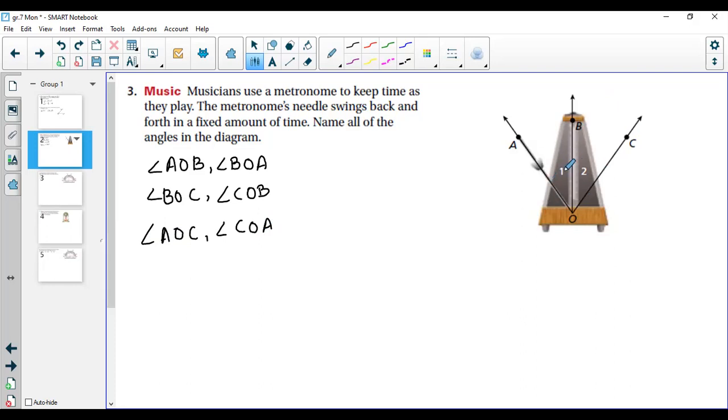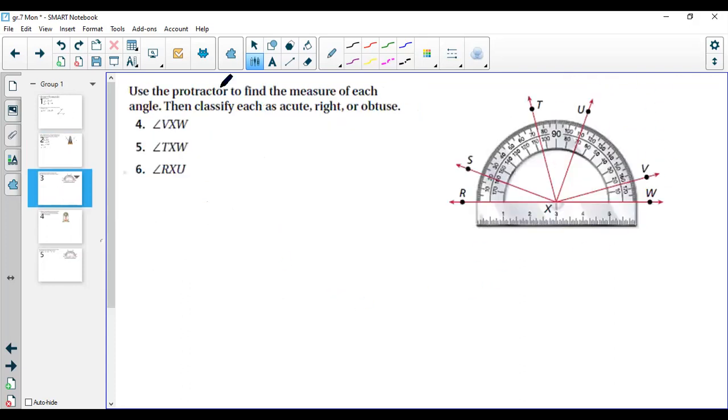Now what is remaining? The two numbers. So the remaining is angle 1 and angle 2. That's it. So there are 8 ways you can name the angles in this picture. Okay. Let's move on to the next question.